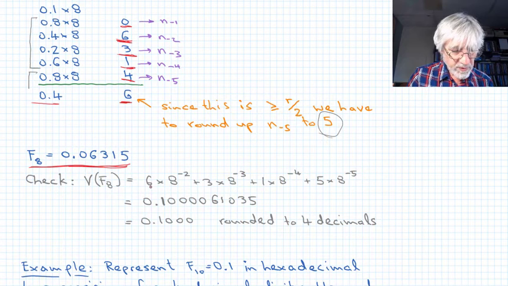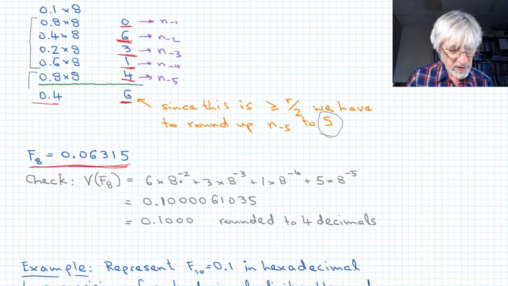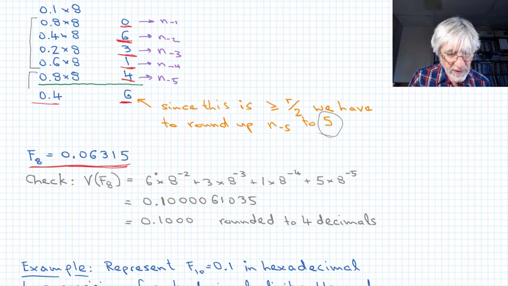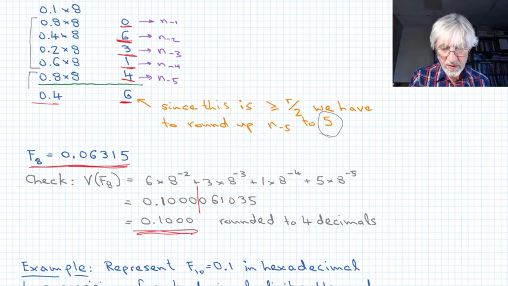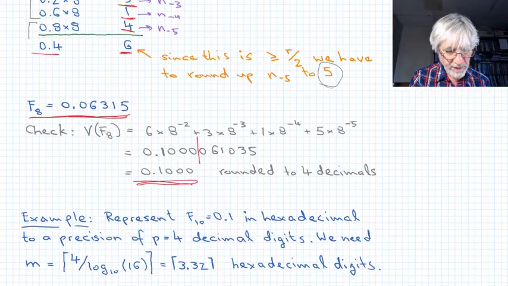And we compute whether that is actually correct. We compute the decimal value. We have 6 times 8 to the minus 2 for the first non-zero digit here, 3 times 8 to the minus 3, 1 times 8 to the minus 4, and 5 times 8 to the minus 5. That gives us 0.1 and then 40,61035. And if we round that to 4 decimals, we just simply have to cut off here after 4 decimal positions, and we get 0.1000 as we wanted to have.